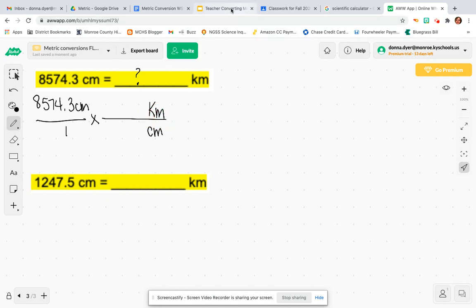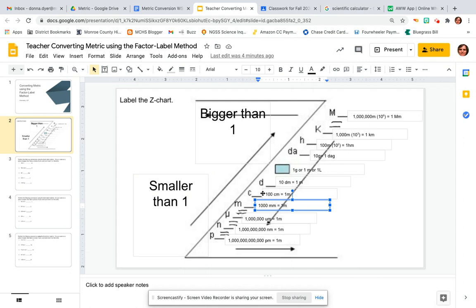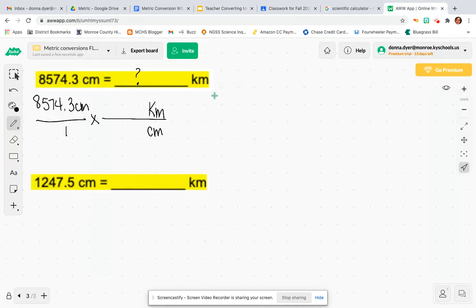So let's look and see. Do we have one that has centimeter and kilometer? Obviously not, okay? We have kilometer and meter. We have centimeter and meter. So we can't go directly from kilo to centi, but we can go from kilo to meter to centi, because both of those conversion factors have meter in common. So we're going to have to go to meter first, and then from there we're going to go to kilometer.